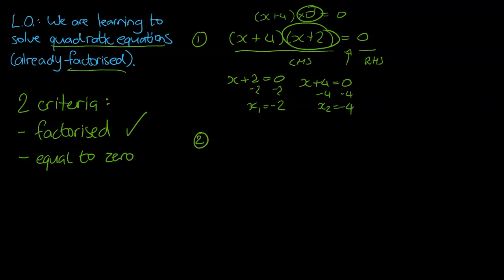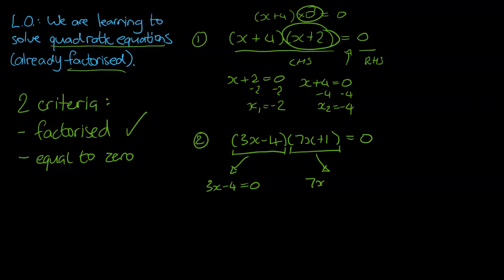Let's have a look at another question as well. We'll make this one a bit harder. Let's say we've got 3x minus 4 times 7x plus 1. Let's say that there is equal to 0. So we know if the first part is equal to 0, the equation will be balanced because 0 times 7x plus 1 will still be 0. So that means if 3x minus 4 is equal to 0, we're going to have an equation that balances, and the same for the second portion as well. So we've got 7x plus 1 equals 0. We're going to go ahead and solve both of these equations.